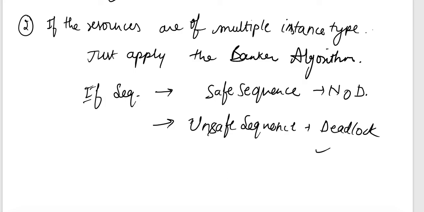Okay, so for the single instances and for the multiple instances we have seen how to detect the deadlock. In the next video we'll study deadlock recovery. That means deadlock has already occurred, now how to recover from it.